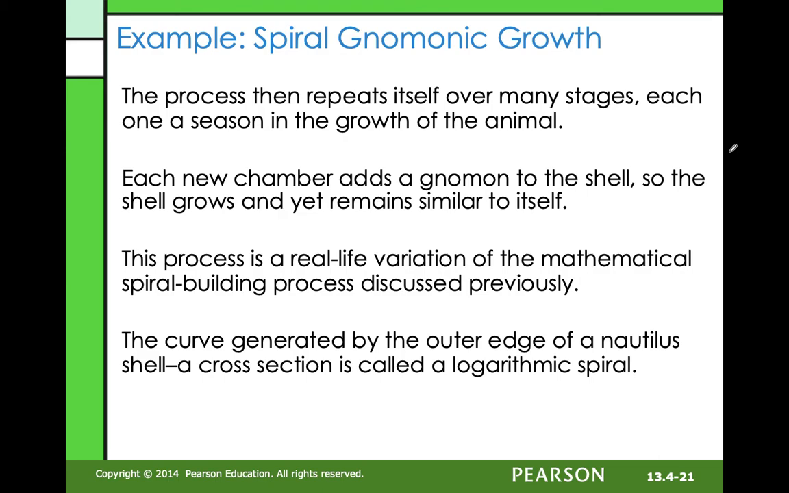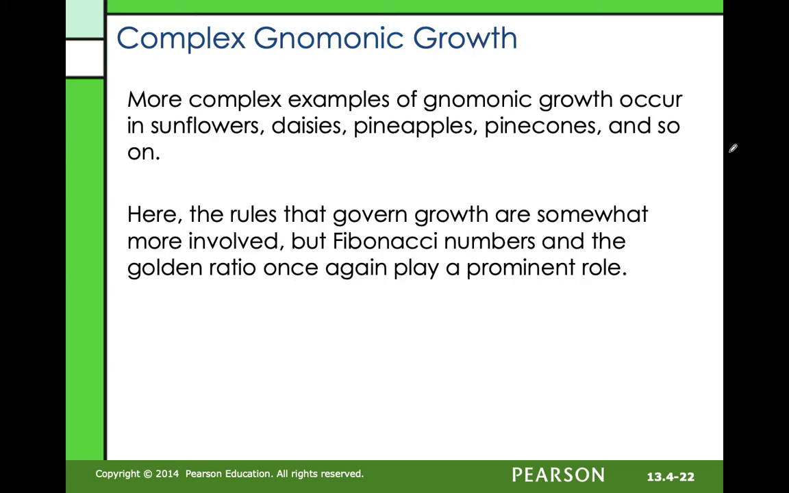This process is a real-life variation of the mathematical spiral building process that we discussed previously. The curve generated by the outer edge of a nautilus shell is a cross-section called a logarithmic spiral. More complex examples of this mnemonic growth occur in sunflowers, daisies, pineapples, pine cones, and so on, as I'm sure you remember from our first day when we were looking at those. The rules that govern growth are somewhat more involved, but Fibonacci numbers and the golden ratio once again play a prominent role.